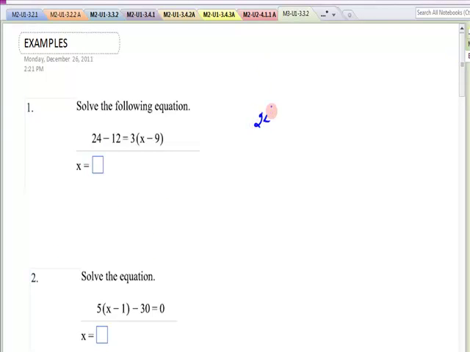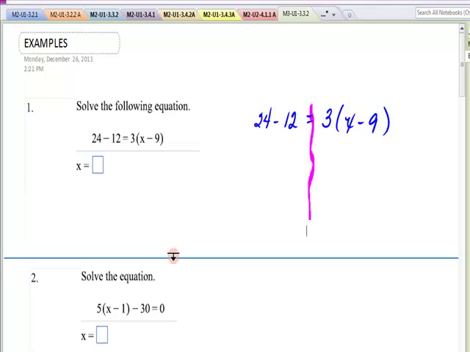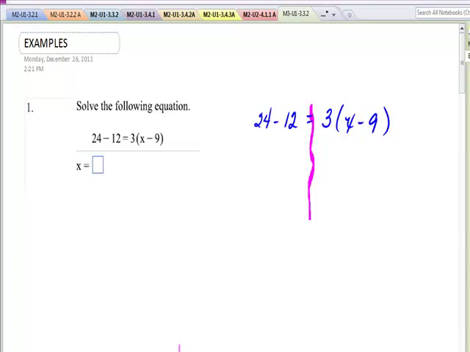All right, the first one, I have 24 minus 12 is equal to 3 parentheses x minus 9. What I think you'll see is different in this lesson is the incorporation of parentheses, which we have seen before. All right, can you simplify on the left? Yes. 24 minus 12 is 12, equal sign. Can you simplify on the right? Yes. Distributive property, 3 times x is 3x. 3 times negative 9 is negative 27. Now, I didn't change the value of either side, but I did simplify each side.